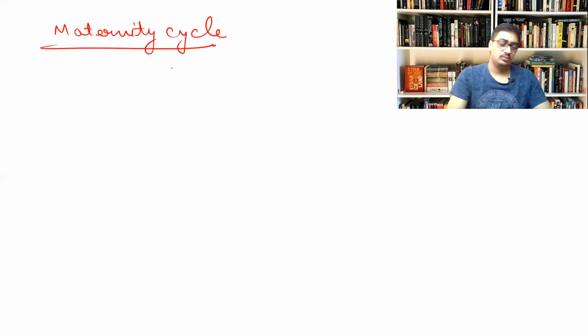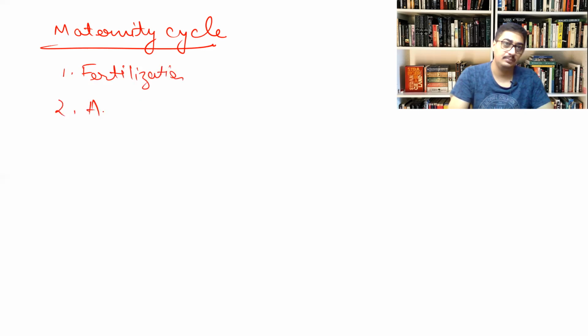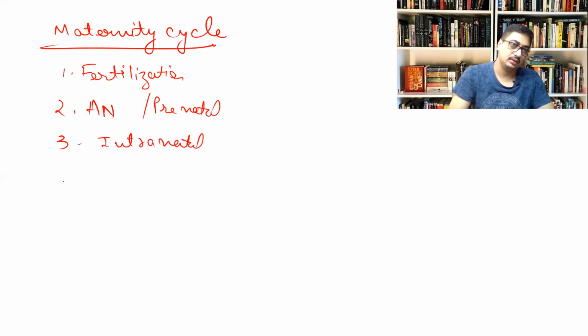So with this, we now have to understand what is the maternity cycle. There are various stages in the maternity cycle. First stage is fertilization. So fertilization of ovum and the sperm happens. Then would be the antenatal period, also called prenatal period. Then the intranatal period, that is the delivery, and then again the postnatal period. After postnatal would be the interconception period.